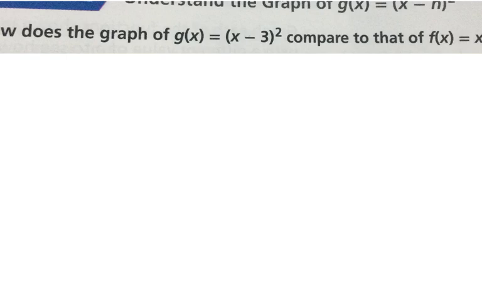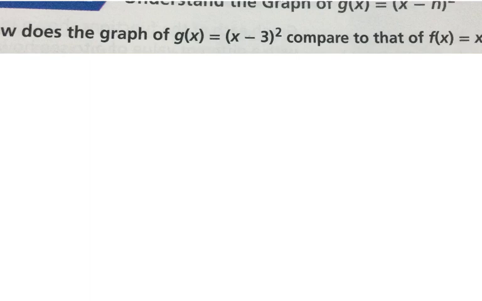So you see how the points 0, 0 and 1, 1 are on your graph? If I plug in 2, 2 to the second power is 4. So the ordered pair 2, 4 is on my graph. If I plugged in 3, 3 to the second power is 9. So 3, 9 is on my graph. So I got a few points here. Now let's plug in these same points to my new function.